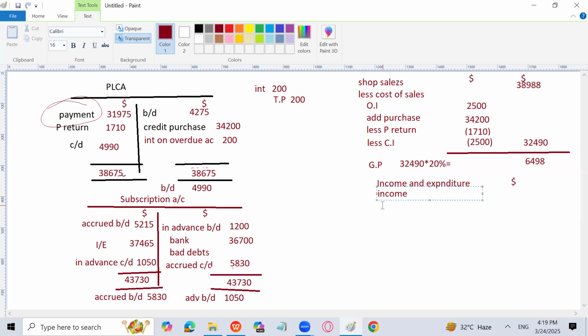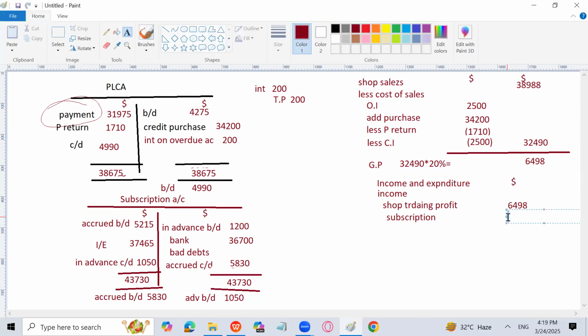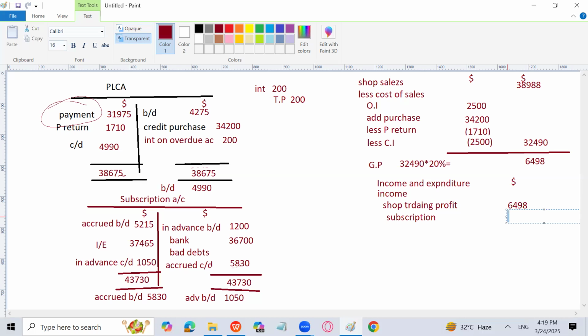So in the income and expenditure account, we have to write the income and subtract the expenditure from that. So income is given. I will write here the shop trading account first, because whatever profit we get from the shop trading, we'll write here, either in the outer column or inner column. 6498. Then I have to write the subscription, because that is the main source of income. These two things are always written in the income and expenditure account under the heading of income. 37465.